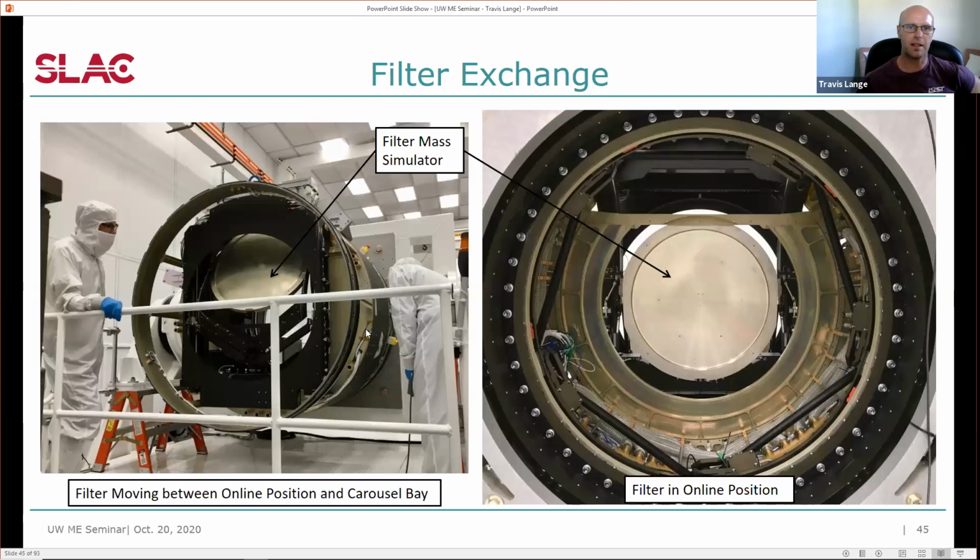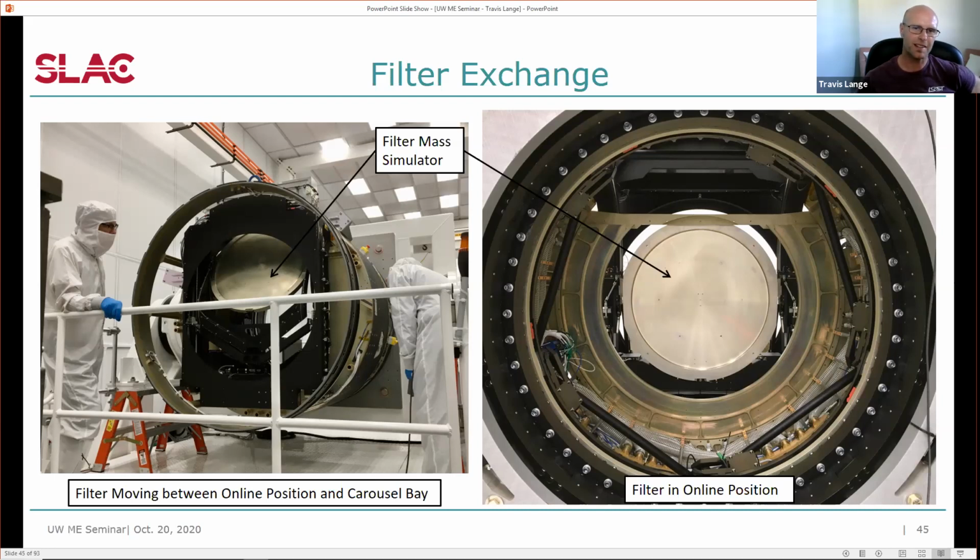So I mentioned a little bit about the filter exchange system. This is what we call our auto changer. It's what automatically changes the filters from one color to another. What you see here is an aluminum blank. We're not testing with real optics. In this picture, it's moving from the online position, which is in front, in the center of this camera body, and it rotates up and gets stored on this carousel assembly. A carousel is like a rotating cartridge.